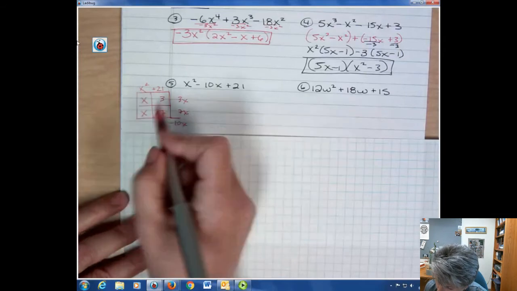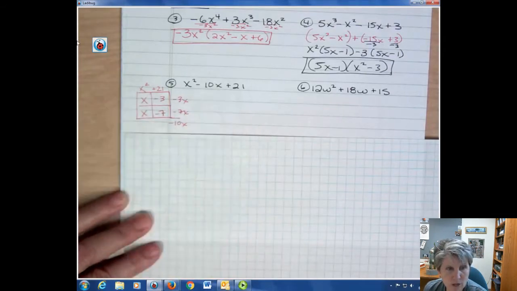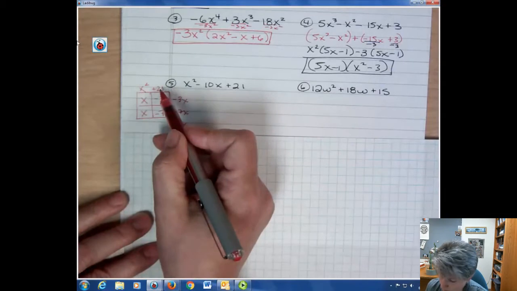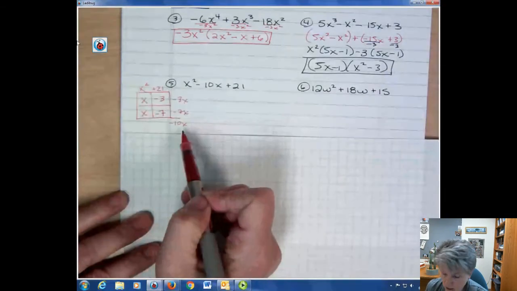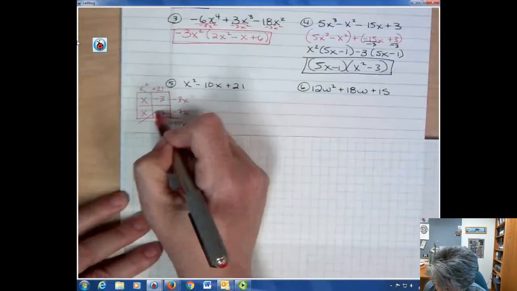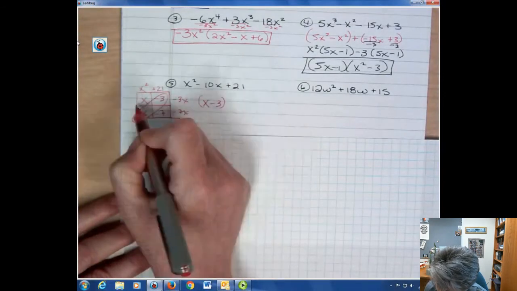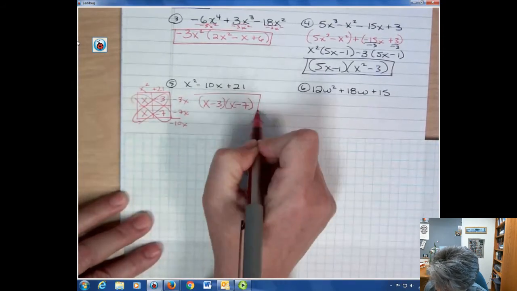Well, that means that both of these need to be negative. You never put a negative in that first column. Negative 3 times negative 7 is also positive 21. And negative 3x and negative 7x add up to negative 10x. And then you take your answer off the diagonal. So I have x minus 3 and x minus 7. That would be how that would factor.